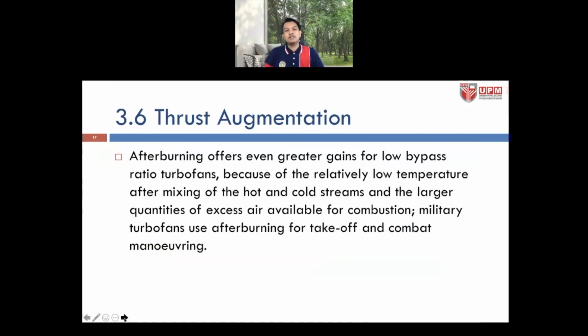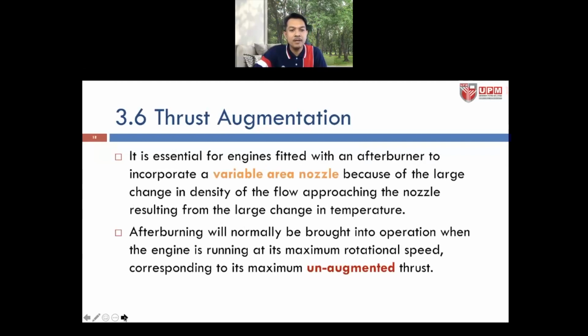Afterburning offers even greater gains for low bypass ratio turbofans because of the relatively low temperature after mixing of the hot and cold streams and the larger quantities of excess air available for combustion. Military turbofans use afterburning for takeoff as well as in combat maneuvering. It is essential for engines fitted with an afterburner to incorporate a variable area nozzle.